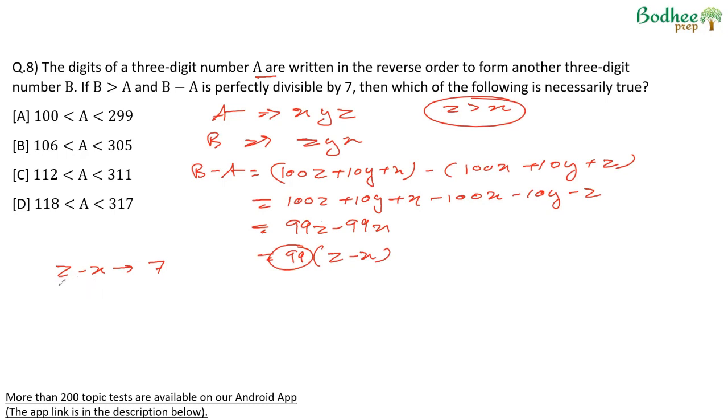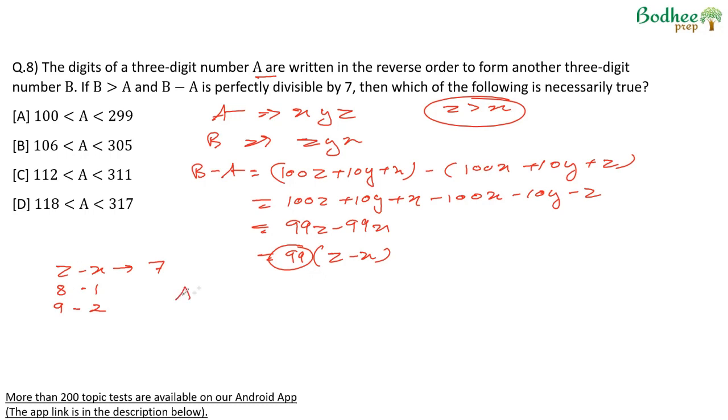So for that, the possibilities are Z becomes 8, X becomes 1, Z becomes 9, X becomes 2. Z cannot be more than 9 because it is a single digit number, and Z cannot be less than 8 because if Z is 7, X will be 0. 0 will not give us a 3-digit number for X. So these are two cases. Which of the following is necessarily true?